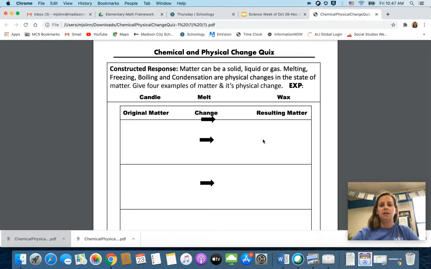Okay? So for example, if we had some water on the stove boiling for macaroni and cheese. The original matter is water. The change that it goes through is adding heat. So we can put heat here above the arrow. And then the resulting matter is boiling water and also water vapor rising up in the form of steam.